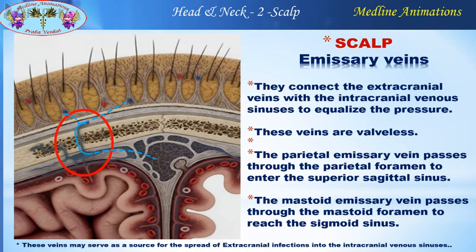They are the parietal emissary vein, present one on either side, passes through the parietal foramen and enters the superior sagittal sinus, and the mastoid emissary vein, present one on either side, passes through the mastoid foramen to drain into the sigmoid sinus. These veins may serve as a source for the spread of extracranial infections into the intracranial venous sinuses.